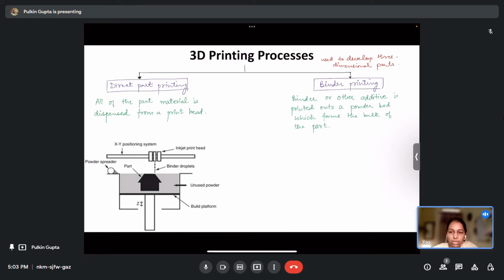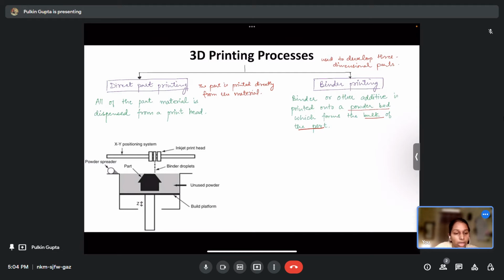We can clearly figure out from the names themselves that in direct part printing, the part is printed directly, and as a result all the material is dispensed directly from a print head. And the other one is binder printing. In binder printing, there is an addition of a binder or any other additive onto a powder bed. Binder droplets or additive droplets are added onto the powder bed, and that binder or additive helps in the consolidation of the powder, which then forms the bulk of the part. So here the part is not printed directly, but it is bound with the use of binder droplets.